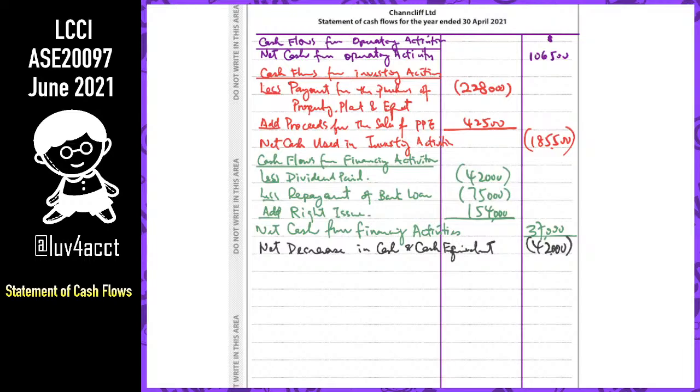Yes, we have 42,000 negative. Okay, and then why are you playing with tissue papers? Hey yo.